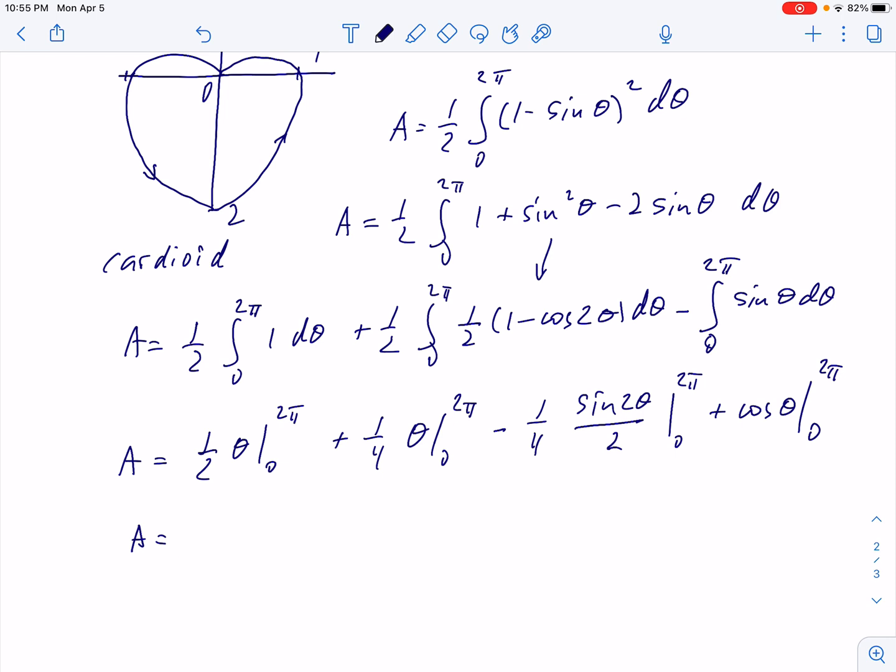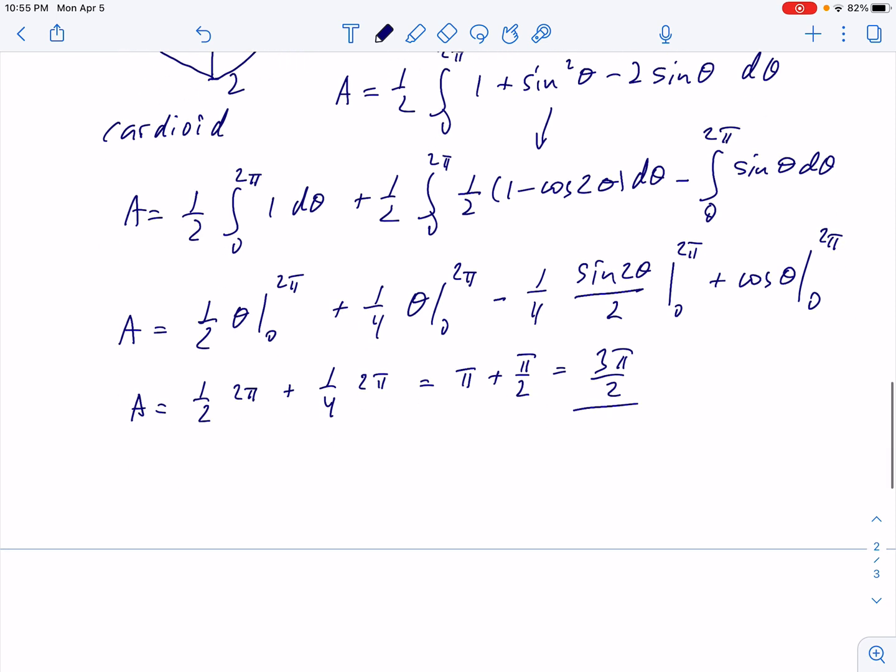Now computing the area, we have 1/2 times 2 pi, at 0 it's 0, plus 1/4 times 2 pi. Sine 2 theta at both endpoints is 0. Sine 0 is 0, sine 4 pi is 0. And from the last term also we get 0. Cosine 2 pi is 1, cosine 0 is 1. Subtracting, you get 0. So we have pi plus pi over 2, which means we get 3 pi over 2. This is the area of the cardioid.